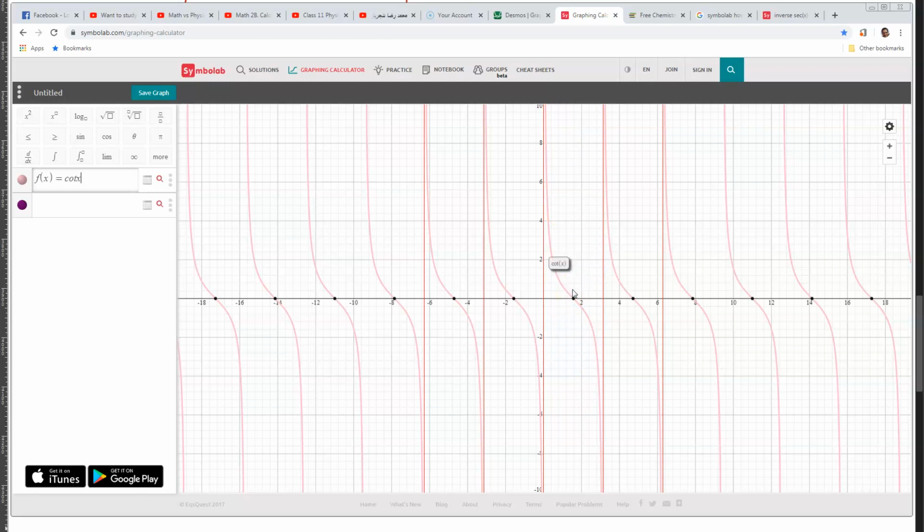Otherwise the function is kind of, well, I don't really know how to think about that sort of function.